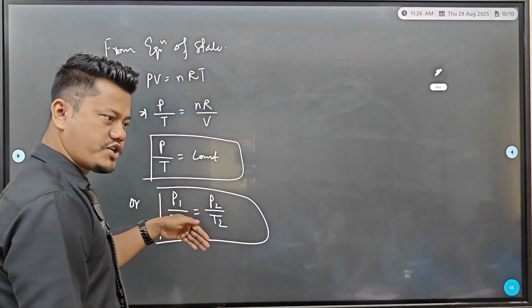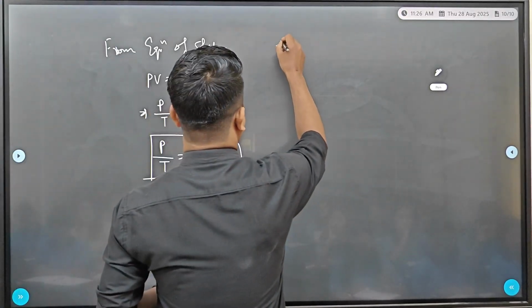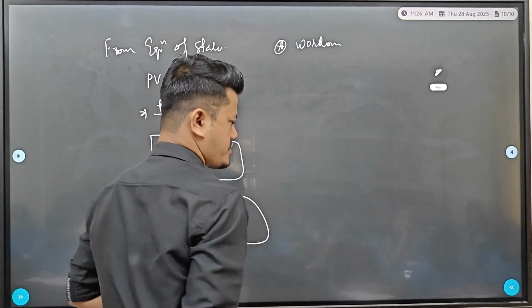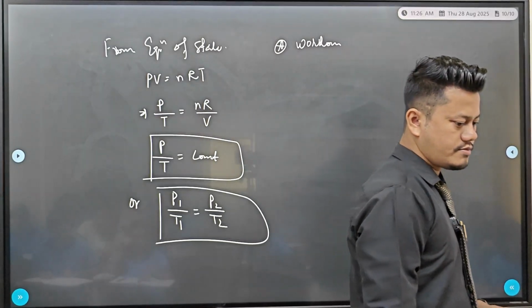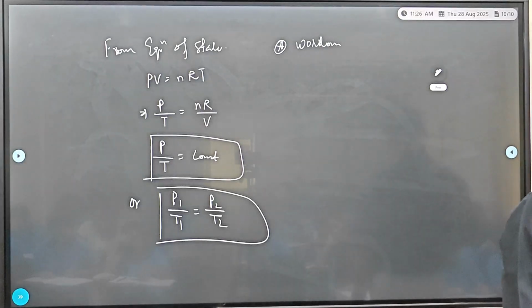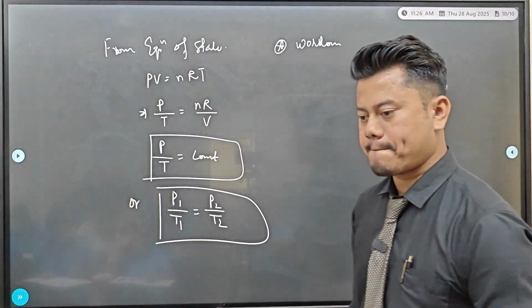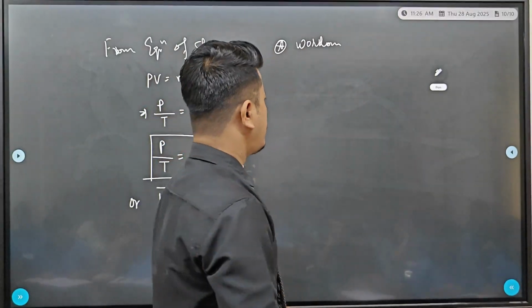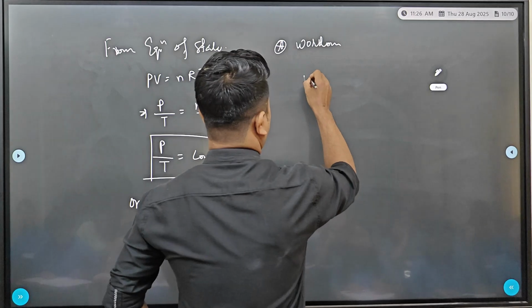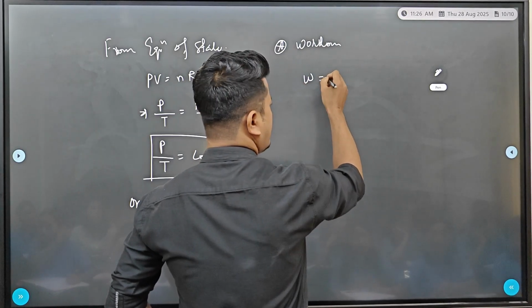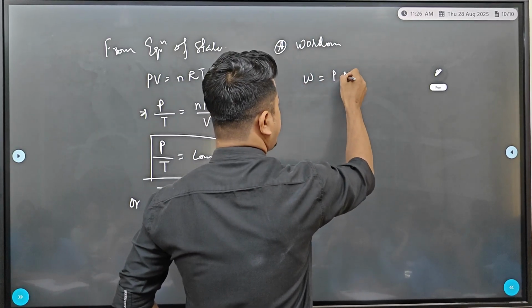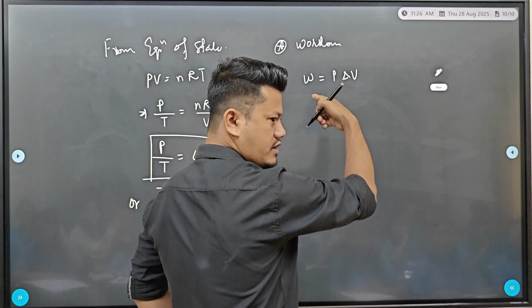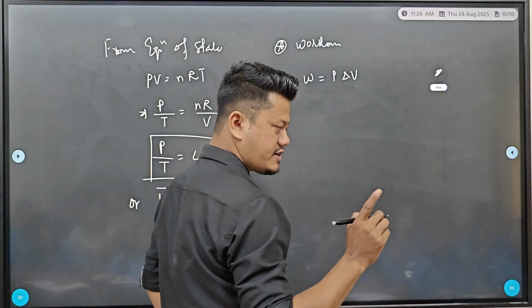We have calculated the equation. Please go for the next interpretation: work done under isochoric process. See here. What is the work? Work is given as P del V. This is the work under a thermodynamic process, right?